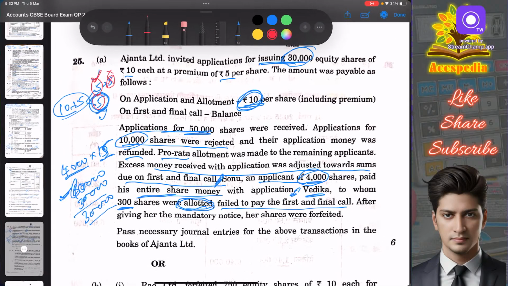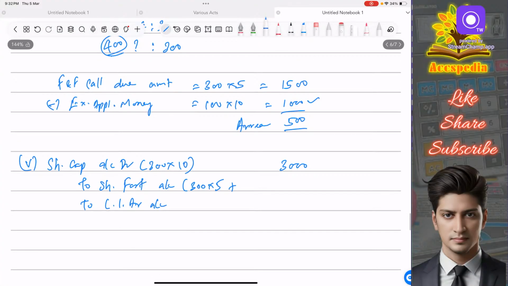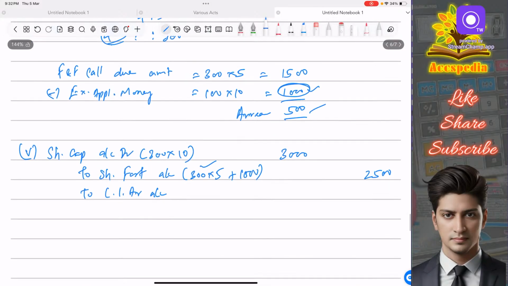Application, 5 rupees received. Plus allotment, sorry, not allotment. First and final call, excess money 1000 received here. This value. So this is the money received from him. Application allotment, first installment full amount received. Second installment partially received towards face value. There is only face value in that installment. So total 1500 plus 1000, 2500. Arrear is here, this 500. That's it. Over. Narration is 300 shares forfeited for the non-payment of first and final call amount.